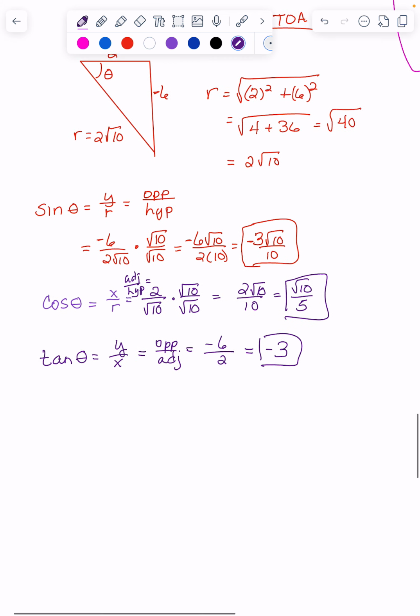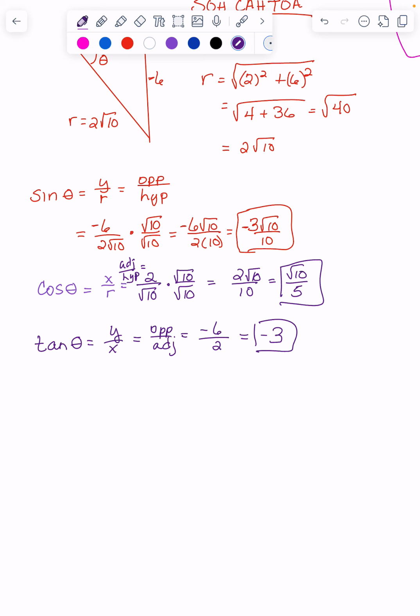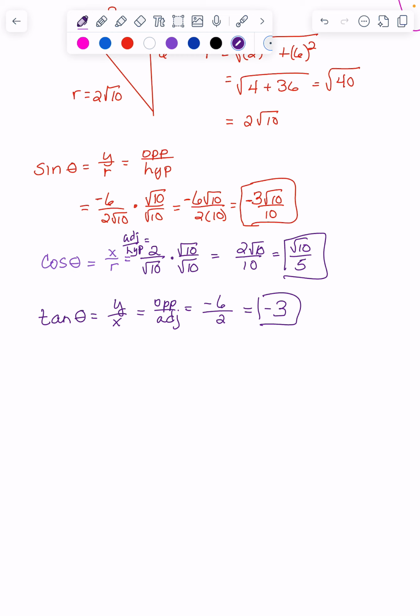Now, here's the fun part. If I look at the other 3 functions, they're all reciprocals of this one. It's like 1 over sine. So I tend to find sine, cosine, and tangent, and then I just flip them because I don't have to refigure it out when I do the others. So if I look at cosecant, let's change colors. Cosecant theta, that's the same as 1 over sine theta. So if I flip the sine theta, I'm going to grab this one right here.